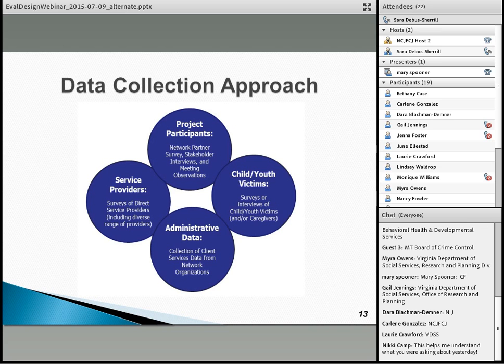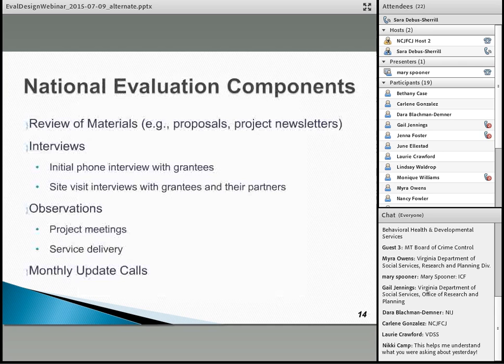And then finally, we have our administrative data component. And this is looking less at people's perceived changes from the program or how they're perceiving services, but just some more objective measures of what's actually changing in terms of the services themselves. And I'm going to go through all of these pieces in more detail now.